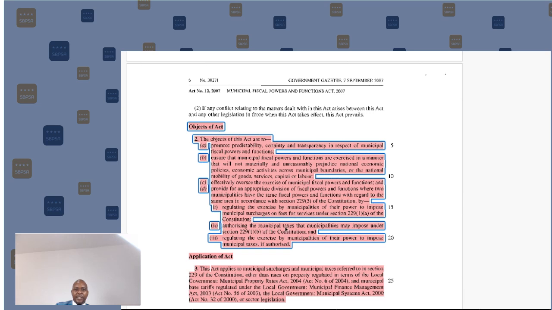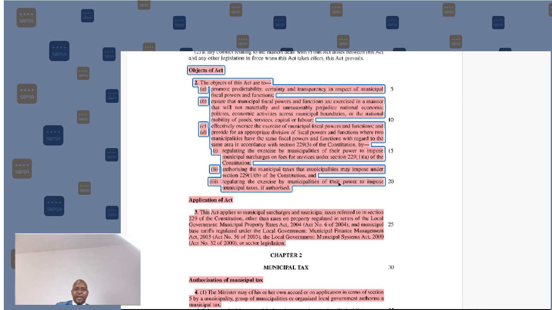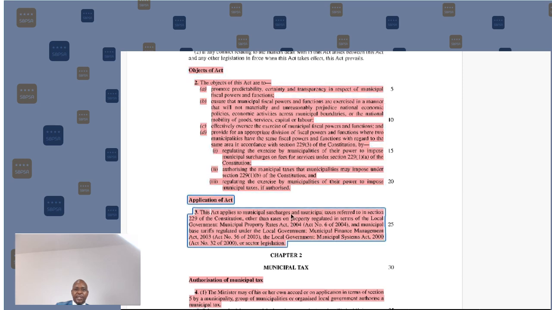Authorization of municipality rates, municipality taxes that the municipalities may impose. So you cannot impose a tax that has not been authorized, and also to regulate the exercise by municipalities of their powers to impose taxes only if they are authorized. The application of the act. This act applies to municipal surcharges and municipal taxes only.